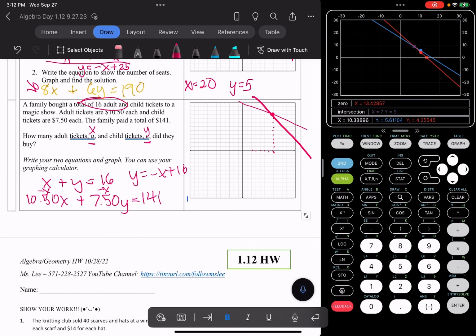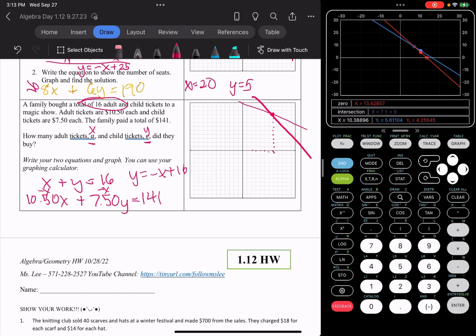All right, and then you can also verify 7 plus 9 does in fact equal 16, so that works. And then if you were to plug in 1050 times 7 plus 750 times 9, you should get 141, and so you can make sure that that answer is accurate. And remember, in order for them to be solutions, they have to work for both.